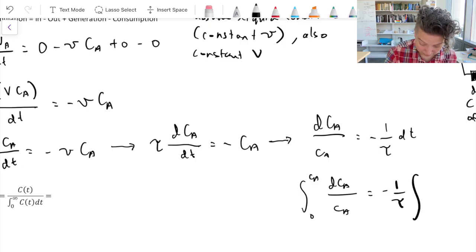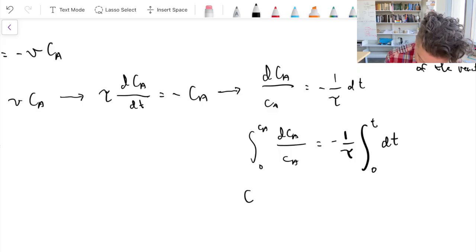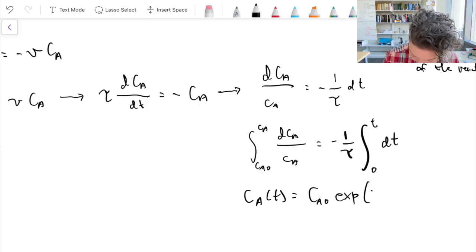It's just equal to the volume divided by the volumetric flow rate, which I've said both of those are constant. I would say 0 to T of dt. And what this should give me is CA of T is equal to CA naught. I screwed up here, this should not be 0, it should be the concentration of the tracer that I injected, which I'm going to call CA naught, times the exponential of negative T divided by tau.